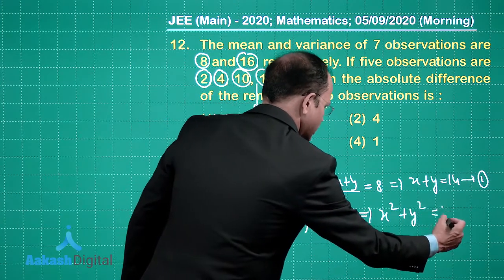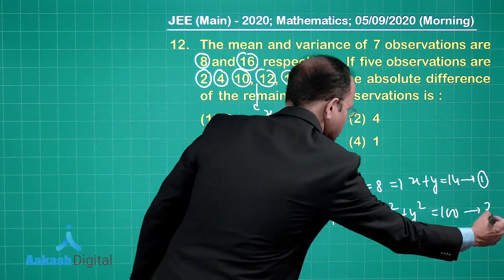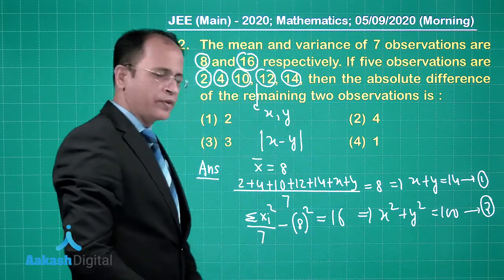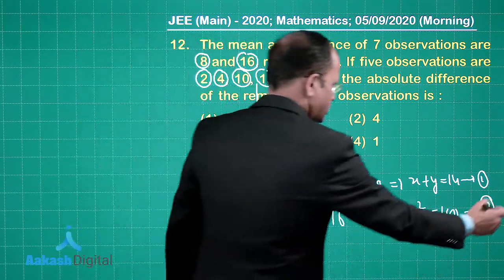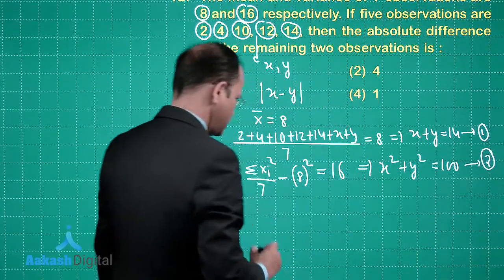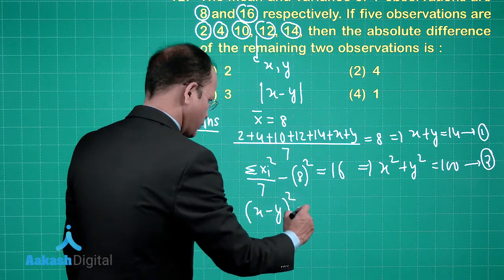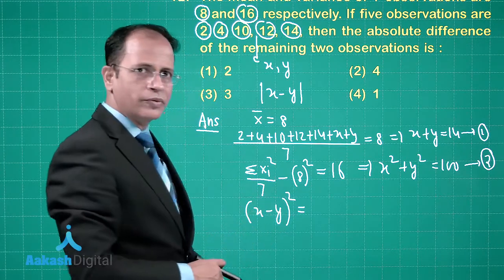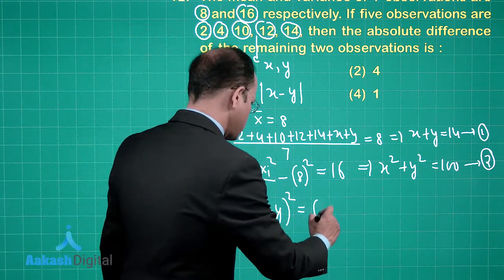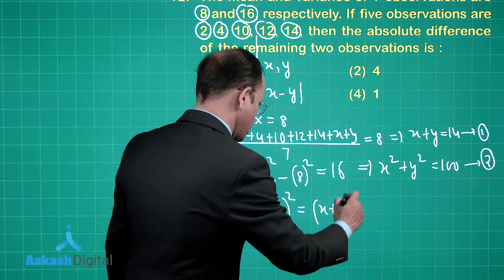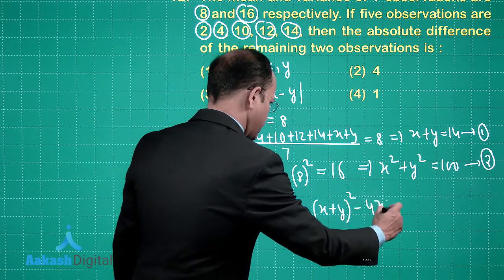This is coming out to be 100. Okay, and this is equation number 2 we have. Now, if I talk about x minus y, just have a look at these formulas. We can write (x minus y) square as (x plus y) whole square minus 4xy, right?